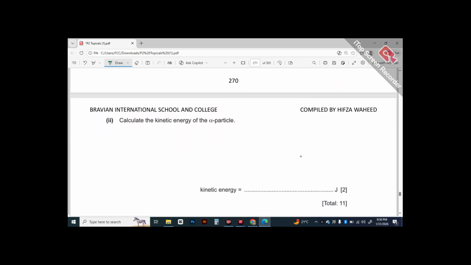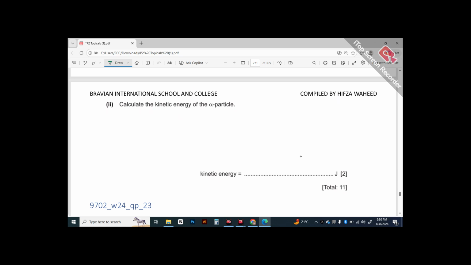Then they are asking us to calculate the kinetic energy of the alpha particle. So kinetic energy is half mv squared. The velocity they had already provided us: for alpha it was 150 × 10^5. So let's square the velocity. Half as it is. How about mass?